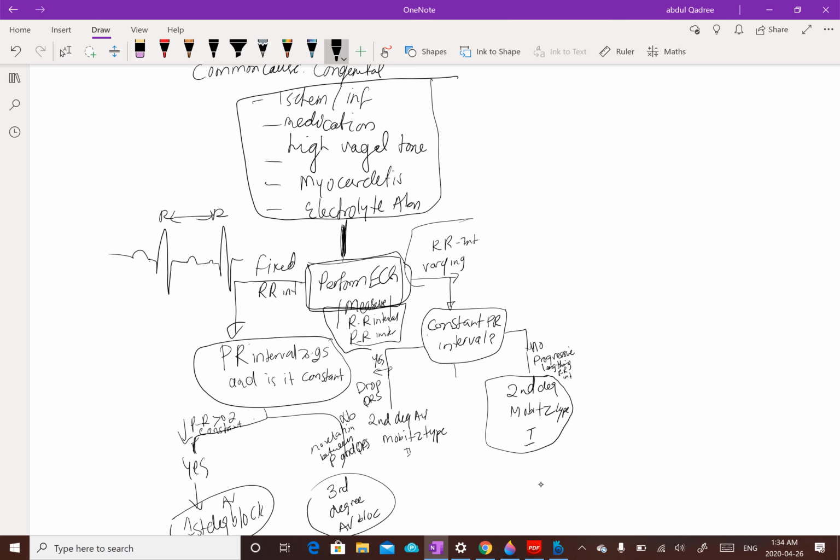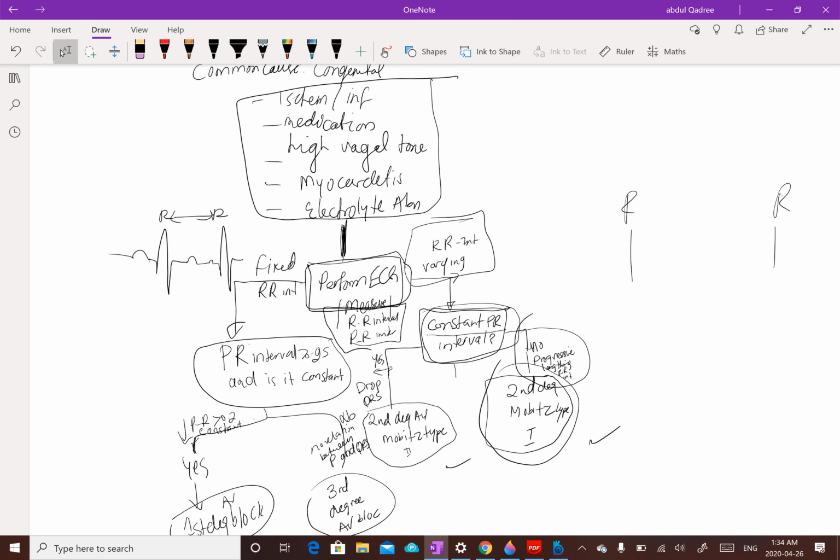If the R to R interval is varying, meaning from one R to another R it's sometimes increasing and sometimes decreasing, we're going to find out what our PR is like. Is it constant or not? If there are constant PR intervals, yes, we have a second degree AV block, and it's not prolonged. If it's prolonging, then of course we have a type 1 Mobitz. That's very easy to understand.